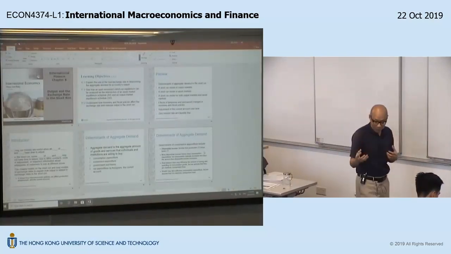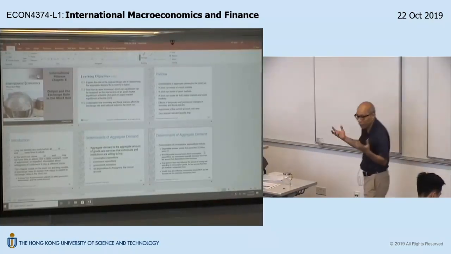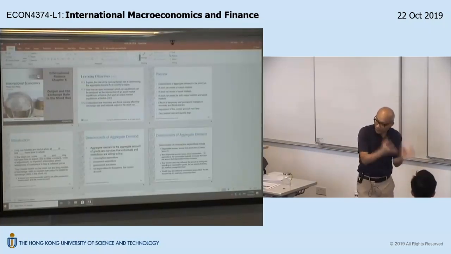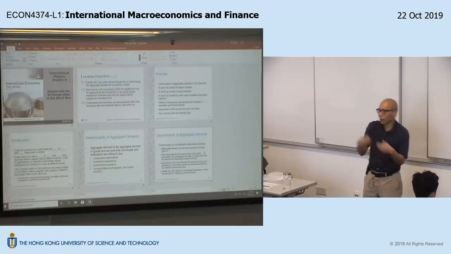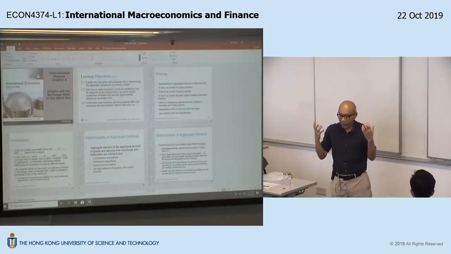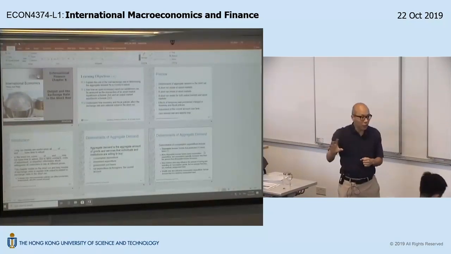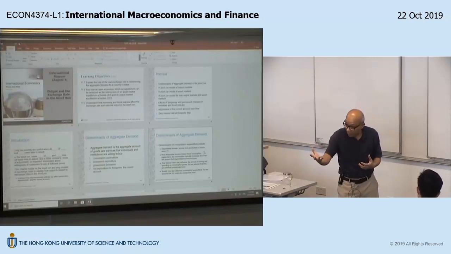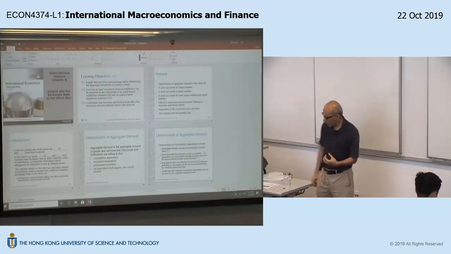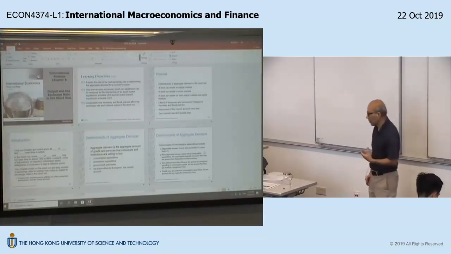So output is one of the most important variables in the macroeconomy, right? If you have a recession, then output is low, is small. If you have a boom, then output is large, is high. So output is very, very important. Output is closely related to the unemployment rate, right? Is closely related to people's welfare, obviously, right?